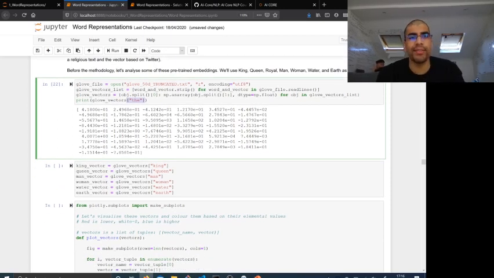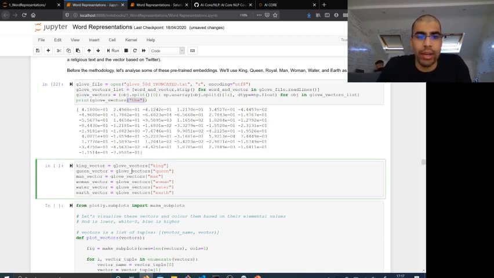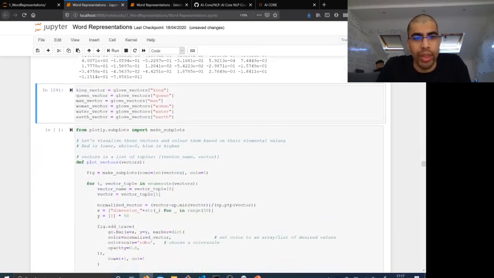Yeah, so this is the vector for the word "the", and it is not meant to be understandable by humans whatsoever. This is meant to be only for computers to understand what's going on. There's no way that somebody can read this and say, oh yeah, that probably refers to the word "the". Okay, I'm going to load in the vectors for king, queen, man, woman, water, and earth, and we're going to visualize what they actually look like.